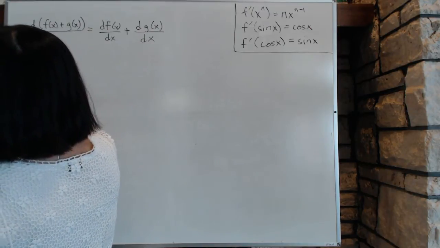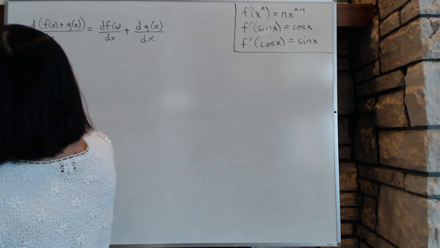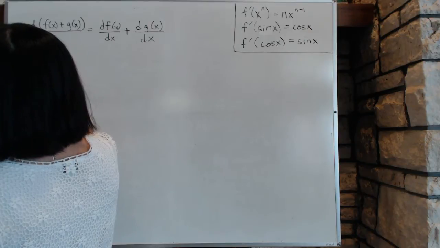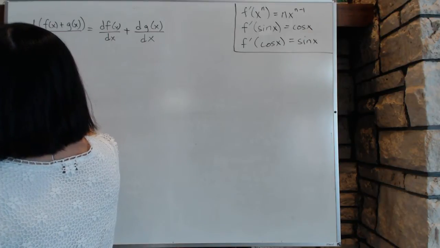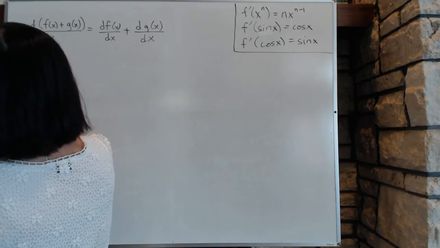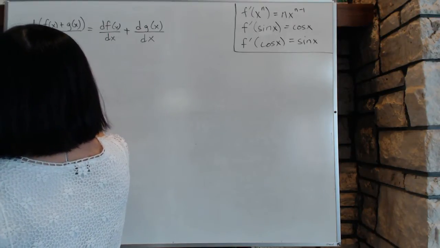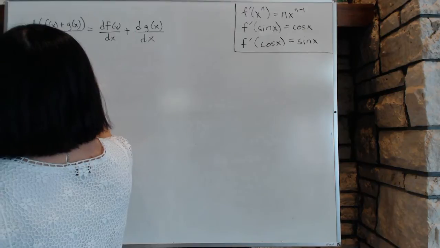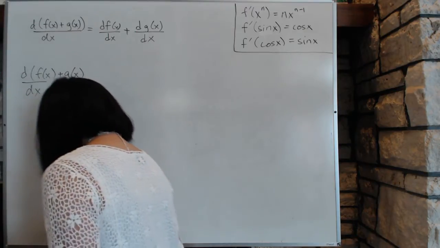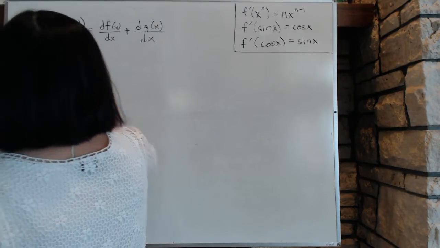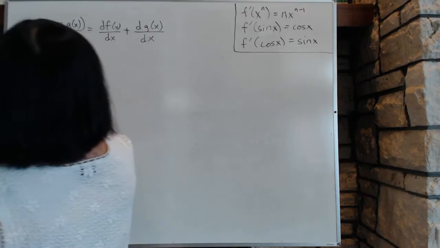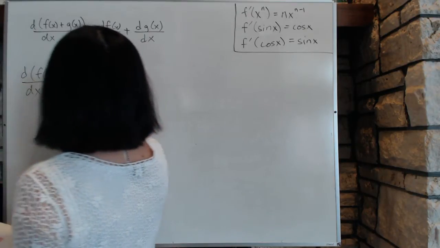Let's say you have to take the derivative of f and g. So d by dx of f(x) times g(x). We're trying to figure out the product.